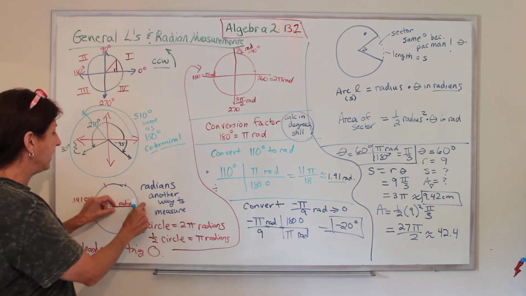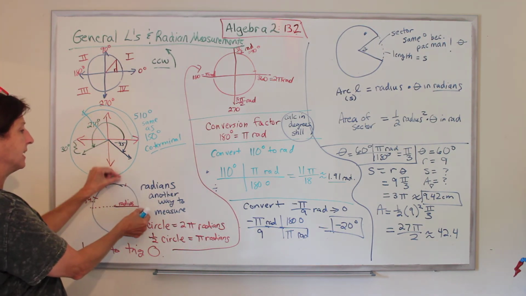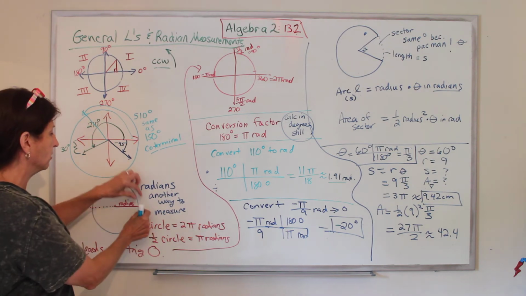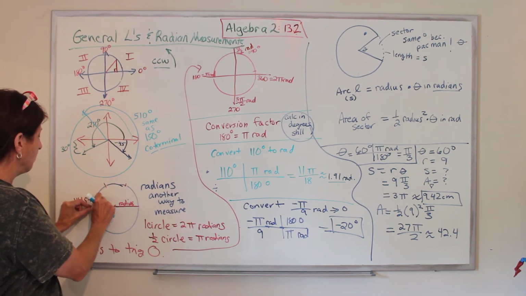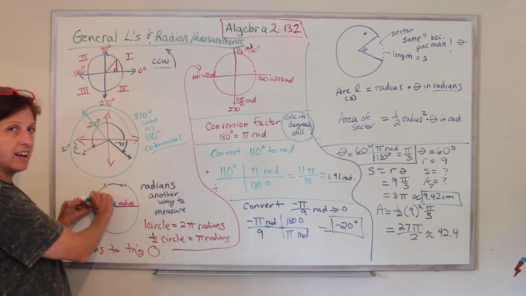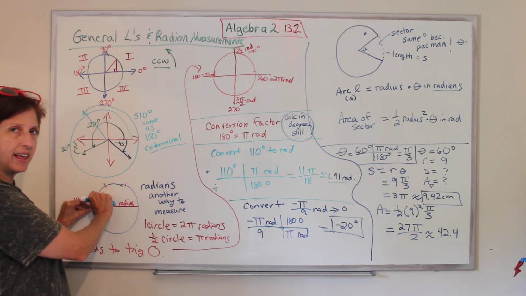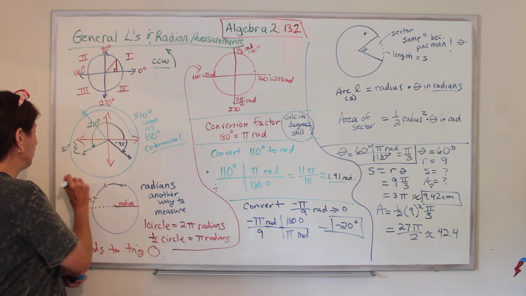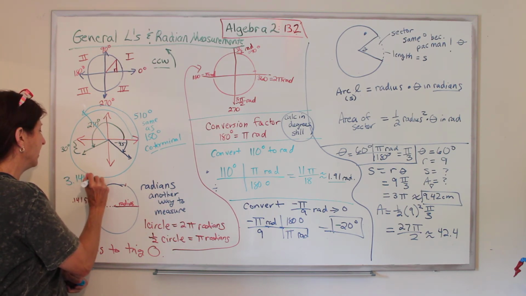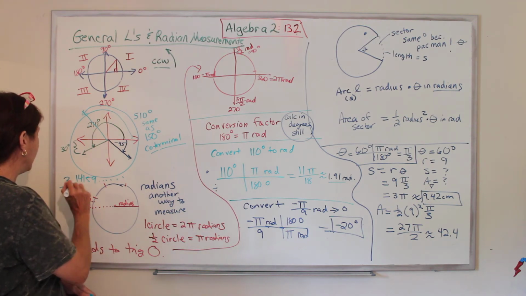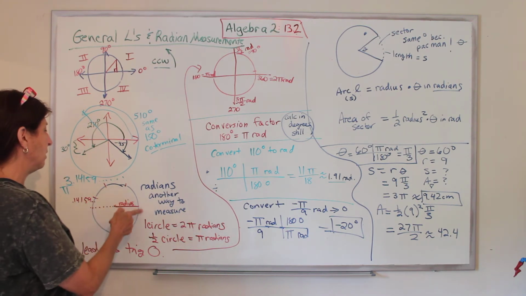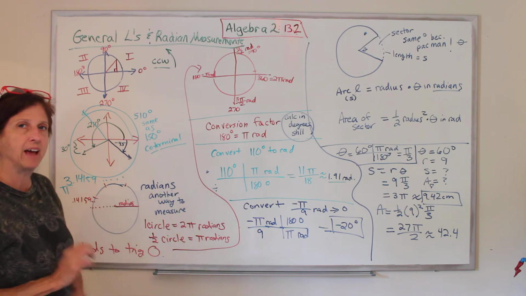Got it? Then I take my piece of yarn and I see how many times I can stretch it around the circle. And it goes 1, 2, 3.14159. What number is that? 3.14159 on forever. What is that number? It's pi. That's where pi comes from. It's how many times you can put the radius around half a circle.